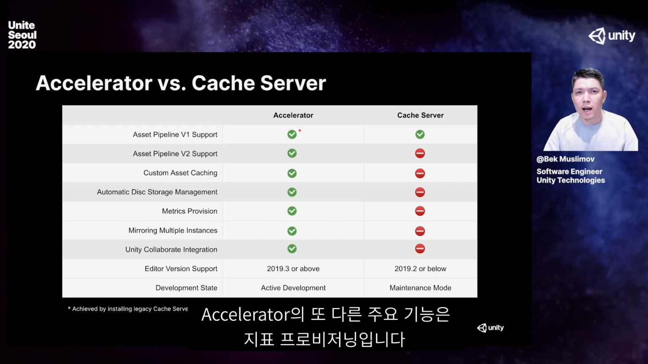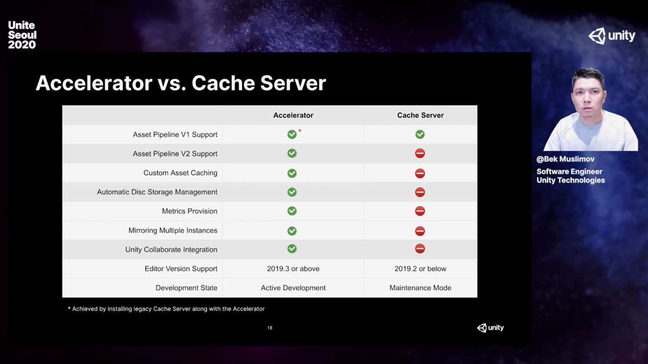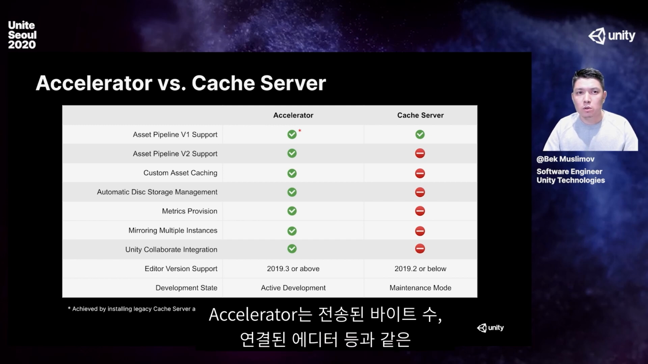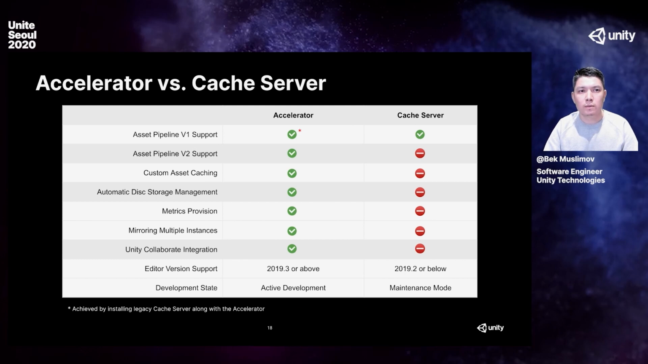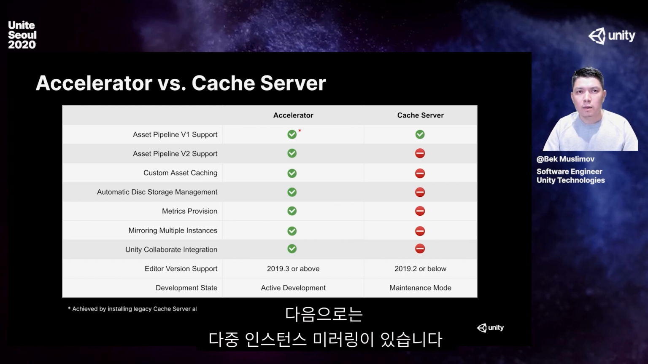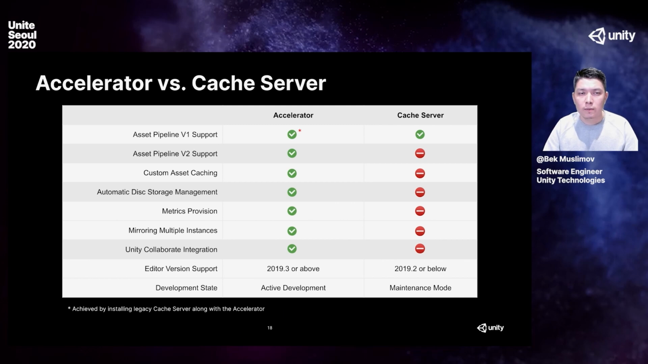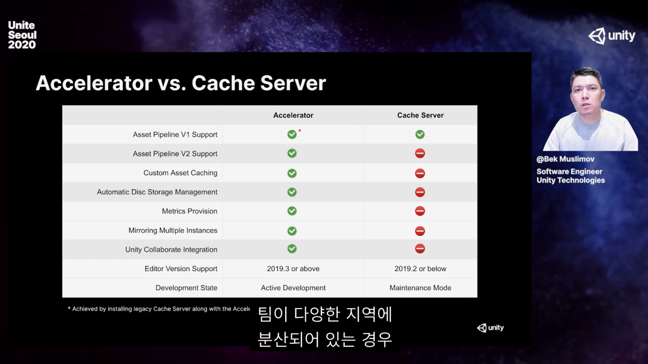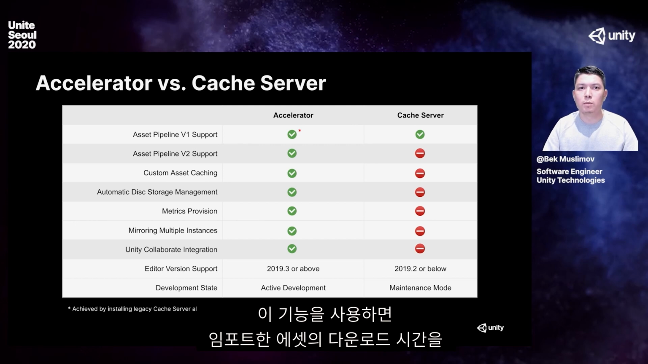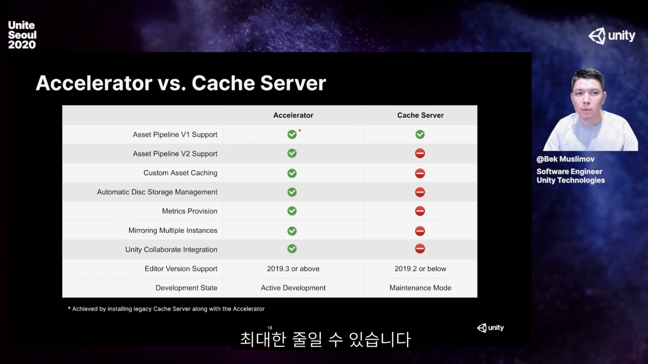Another great feature of the Accelerator is metrics provision. The Accelerator exposes metrics that provide you with useful information such as bytes transferred, editors connected, and more. The next comes mirroring multiple instances. The Accelerator is able to sync its cache data with other accelerators in order to provide the fastest import times. When teams are spread geographically in different locations, this feature makes sure to keep the download time of the imported assets to a minimum.